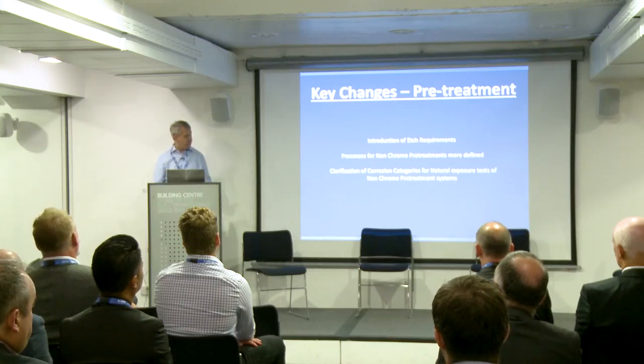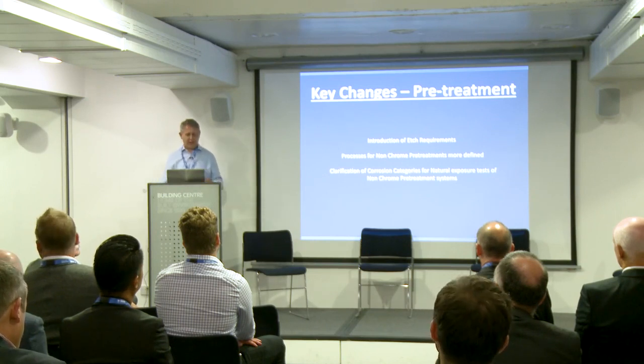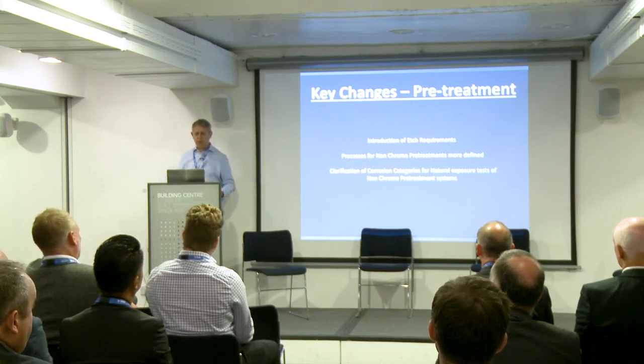And we just clarified the corrosion categories for the tests of the natural exposure for non-chrome pre-treatments. The original standard held a metal standard as the one you used to define the corrosion categories, and we went away from that to a paint standard, so we're actually looking at the performance of the product, which is pre-treated aluminium with powder on it, not the base aluminium. So the corrosion of that final product is more important than actual corrosion of aluminium.